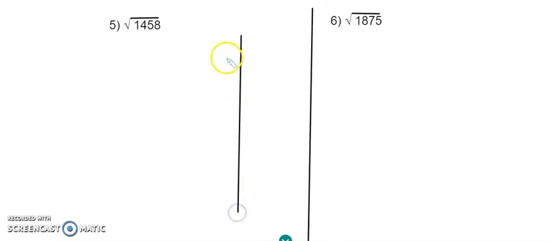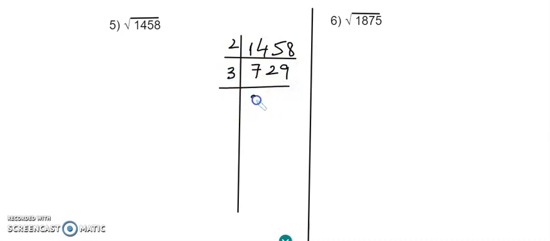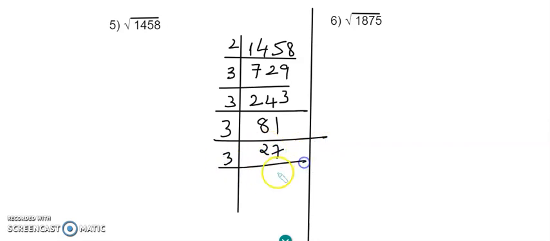So 1458. We'll again start with 2 because the last digit is 8. The 1 will not go, so combine 14, 7, 2, 9. Then 3s: 2 times 4 times 3, then again 3. 2 is not going to go, so 24, so 8, 1. Then 3, 27. Then 3, 9. Then 3. Let's count the number of 3s that I have: 1, 2, 3, 4, 5, 6. So it's an even number of times, but 2 is the one which is an odd number of times.